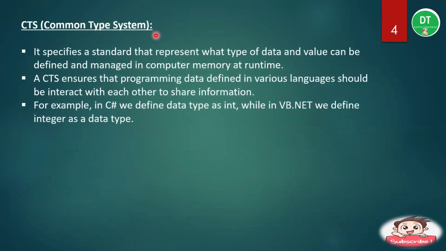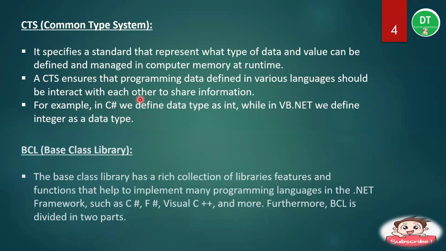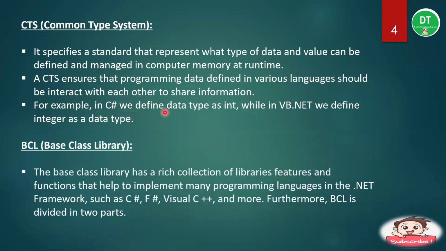CTS, Common Type System. It specifies a standard that represents what type of data and value can be defined and managed in computer memory at runtime. A CTS ensures that programming data defined in various languages can interact with each other to share information. For example, in C Sharp, we define the data type as int, while in VB.NET, we define Integer as the data type.